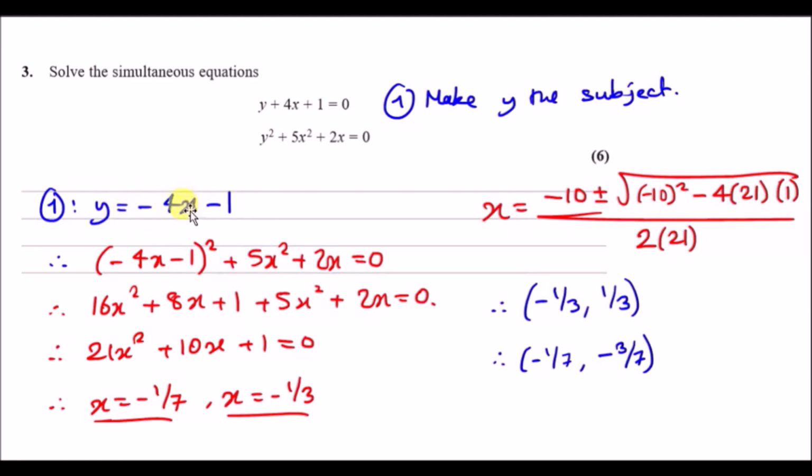So you get minus 4 times minus 1 over 7, minus 1, you should get minus 3 over 7. And plug in your other x value, you should get a third. And that's it, guys. That's literally 3 done as well.